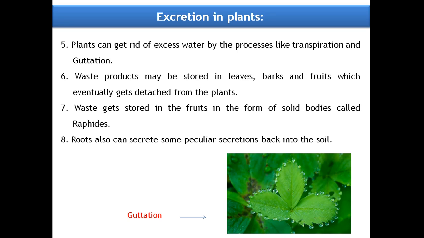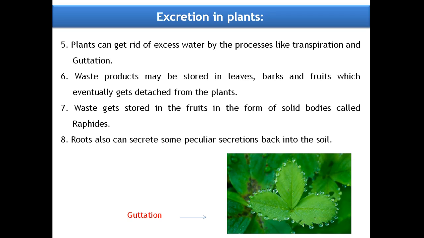Plants store wastes in their leaves, bark and fruits. When these dead leaves, bark and ripe fruits fall off from the tree, the waste products in them get rid of from the plant. Wastes are stored in the fruits in the form of solid bodies called raphides. Raphides are needle-shaped crystals of calcium oxalate, and these are stored in fruits, for example pineapple.